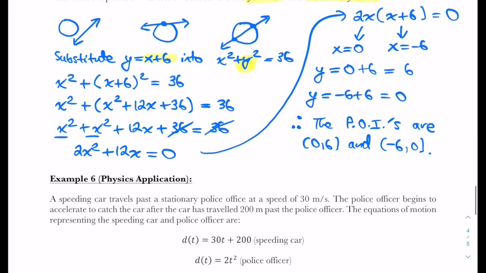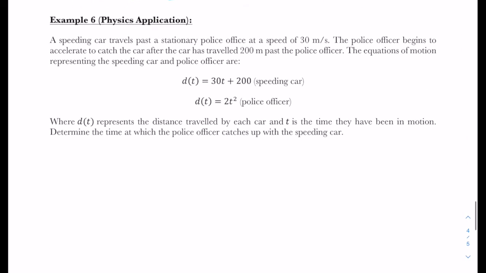Moving on to our last example, we have an application question here from physics. Let's read through the question. We're told that a speeding car travels past a stationary police officer at a speed of 30 meters per second. As a result, the police officer begins to accelerate until they catch up to the car. We're told that the car is caught after traveling 200 meters past the police officer, and we're given the two equations of motion representing the distance traveled by both the speeding car and the police officer.